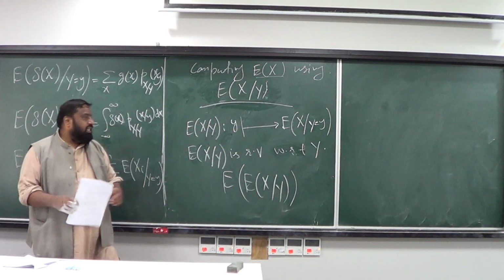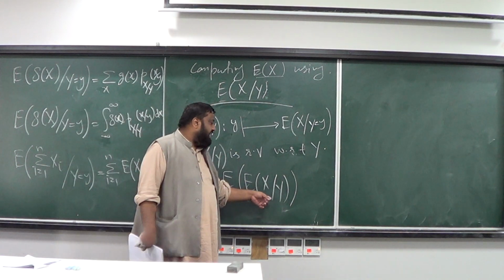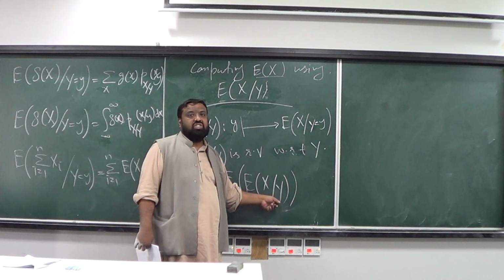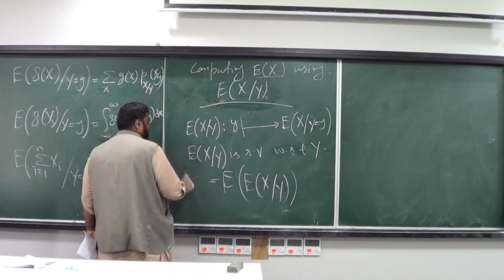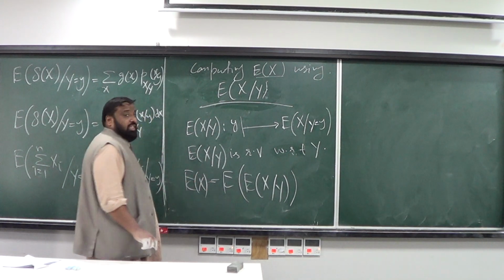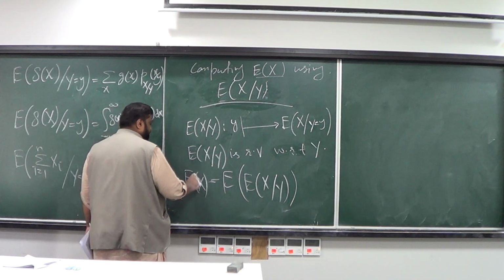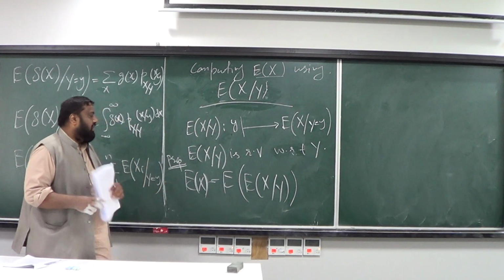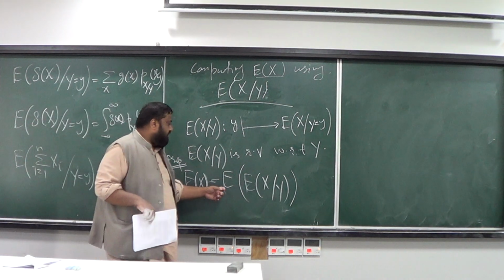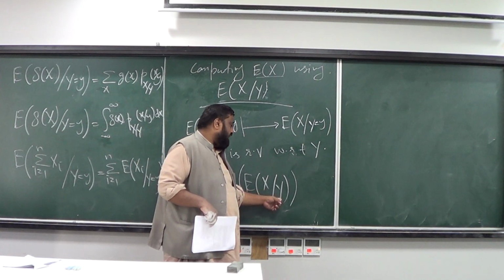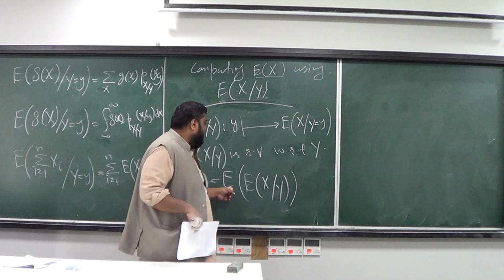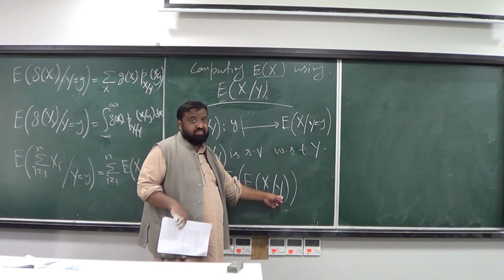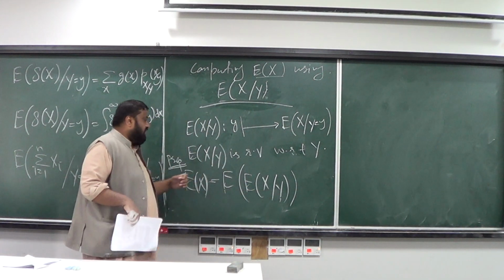In other words, what is the average value of these conditional expectations? What is the average of these conditioned averages? The answer is that this is equal to the expectation of X. This is a proposition that I want to prove: the expectation of the conditional expectation of X given Y, where the expectation is taken over the values of Y, is equal to the expectation of X.